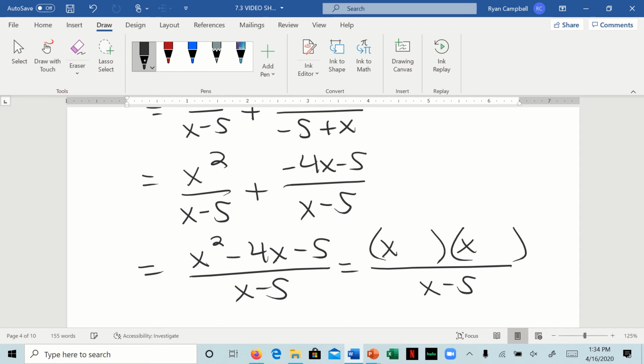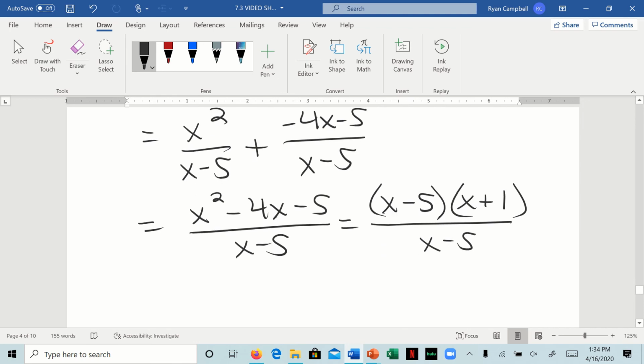So what two numbers multiply to get you negative 5, and add to get you negative 4? That's negative 5 and positive 1, right? Negative 5 times 1 is negative 5. Negative 5 plus 1 is negative 4. Which means that we can cancel these x minus 5s on the top and bottom. And what we're left with is x plus 1.